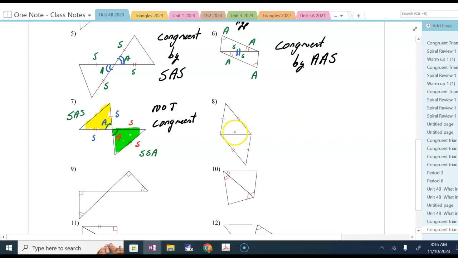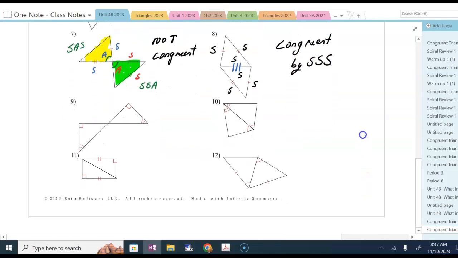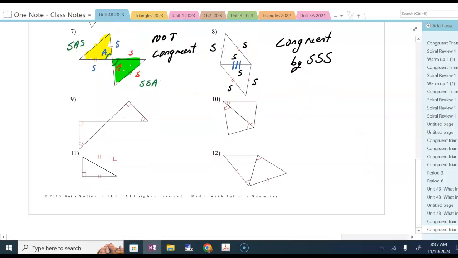In problem number 8, we're going to mark the reflexive, so I'll put 3 tick marks. Then hopefully you see you have side, side, side at the top triangle, side, side, side on the bottom triangle. So these are congruent by side, side, side. Let's take a look at the last 4 examples. So for problem number 9, we're going to mark the vertical angles. I'll put 1 tick mark since there's 2. Now in the triangle on the left, we have angle, angle, angle. Well, that doesn't work, so these triangles are not congruent.